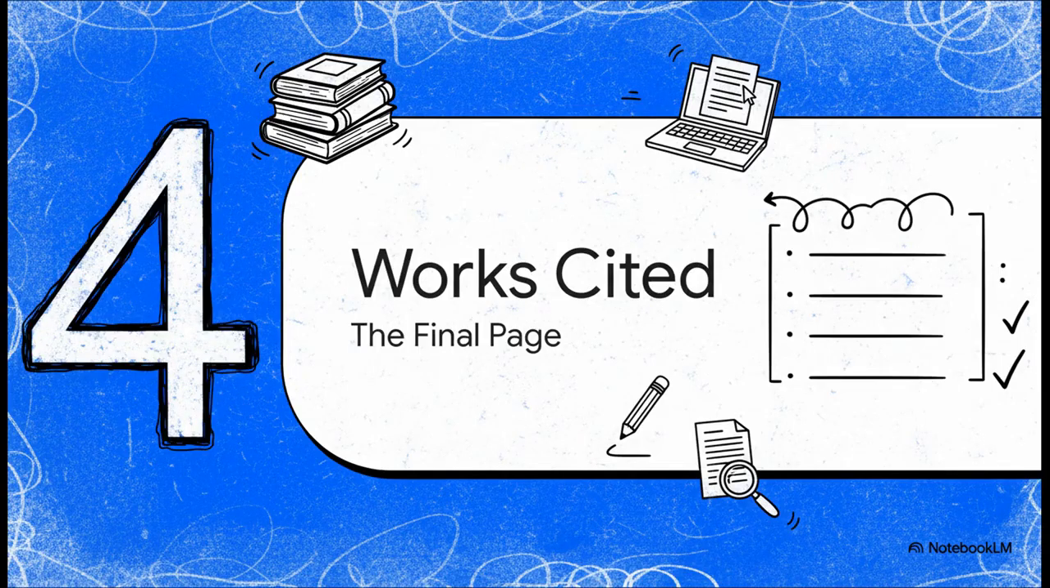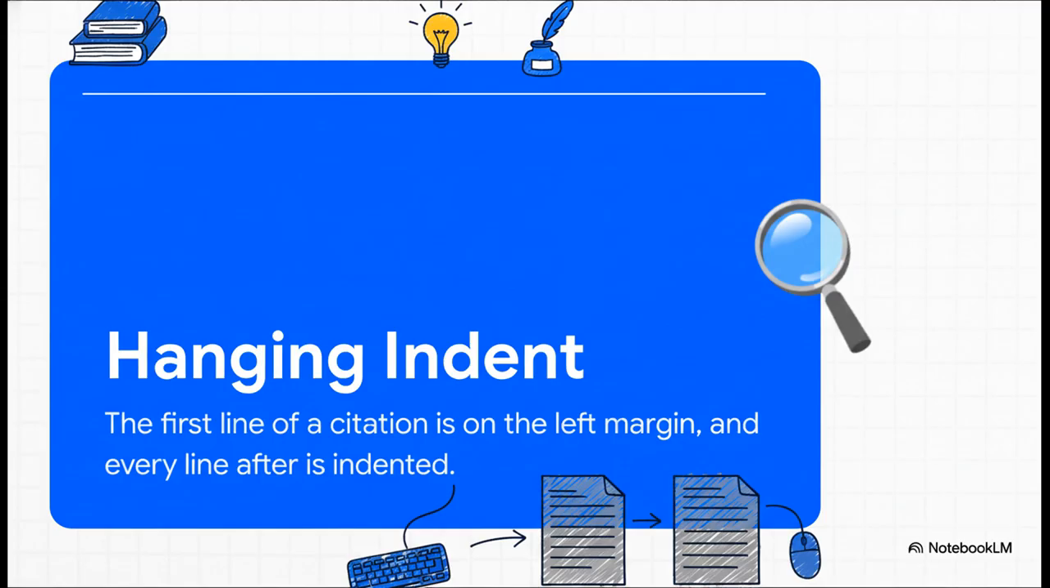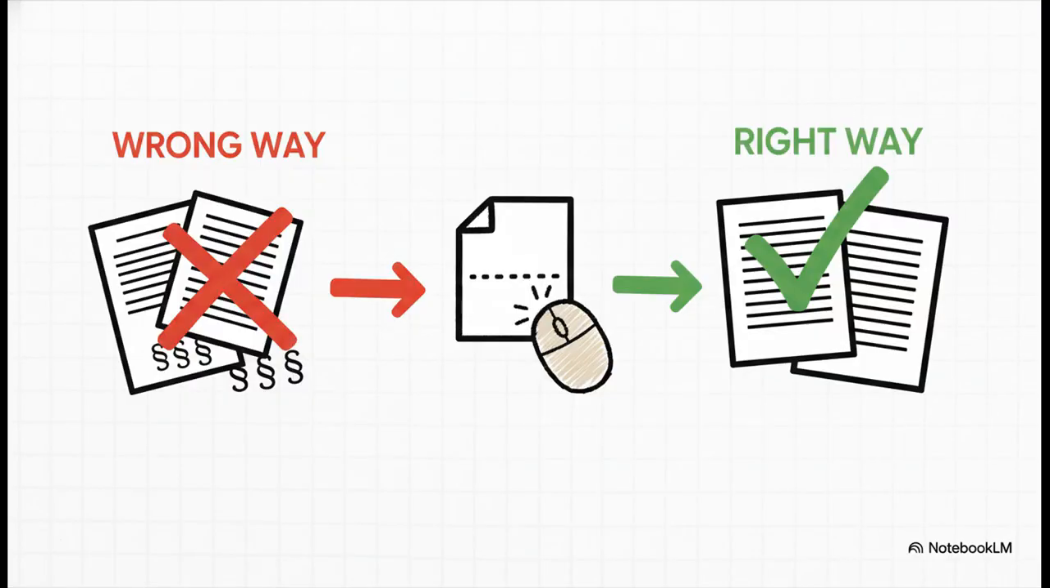All right, let's tackle the part that honestly causes the most trouble for people, the works cited page. But don't worry, we are going to make it simple. Before we do anything, let's just quickly define this term. A hanging indent is basically the opposite of a normal paragraph. The first line is all the way to the left, and then every line after that in the same entry gets indented. This format makes it super easy for your reader to just scan down the list of authors on your works cited page.